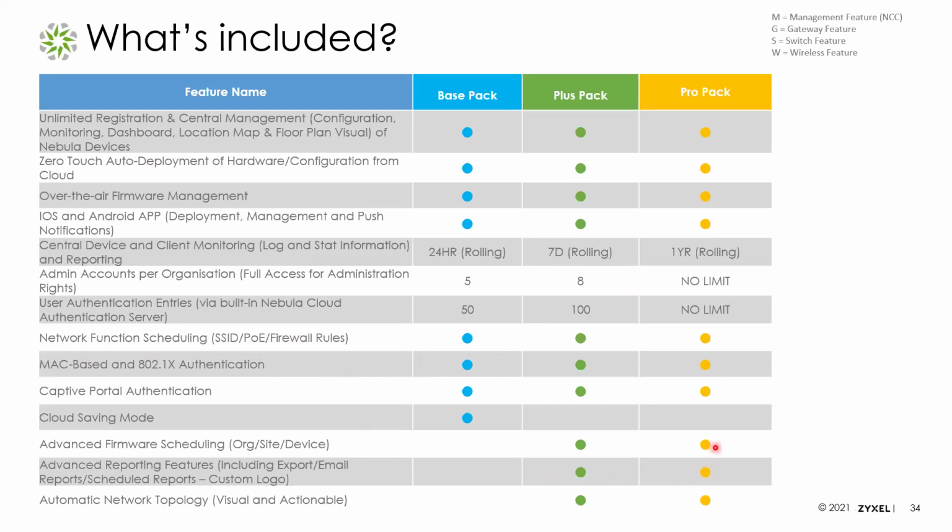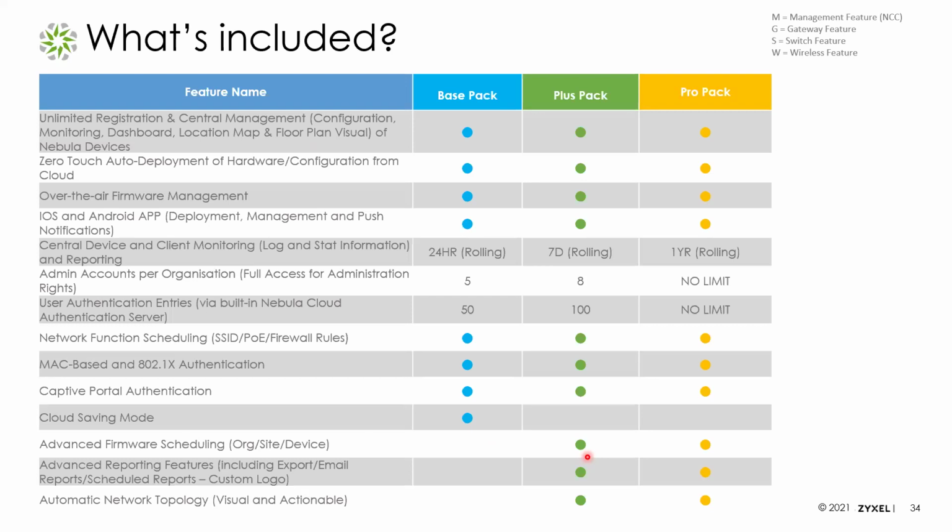And now we're going to start talking about features that are only available in Plus and Pro. So advanced firmware scheduling. The free version lets you schedule when you want your sites to update their firmware. With Plus and Pro Pack, we give you the ability to set up different schedules based on the type of device. We can let you set up schedules for individual devices independent from each other. So it gives you just more flexibility on firmware scheduling.